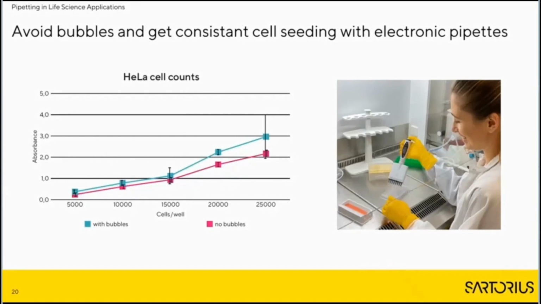So keep in mind that multi-dispensing mode on an electronic pipette works similarly to reverse pipetting, and it's also recommended for cell seeding.